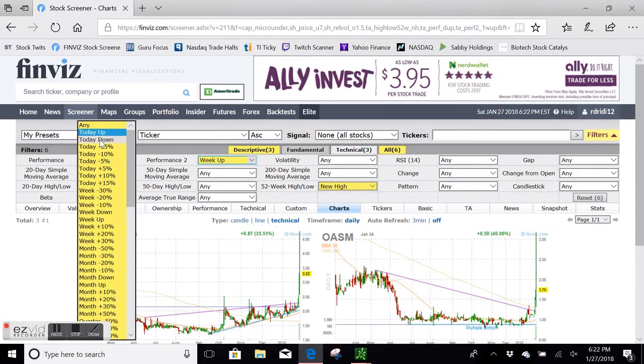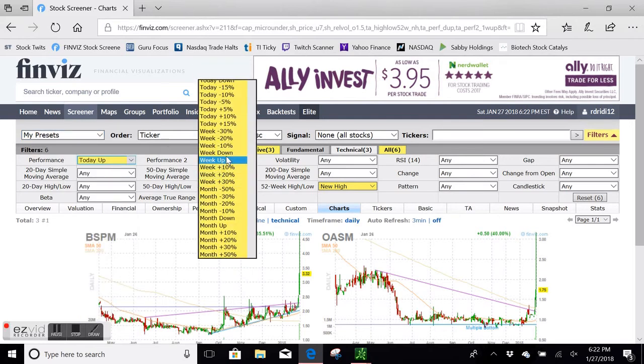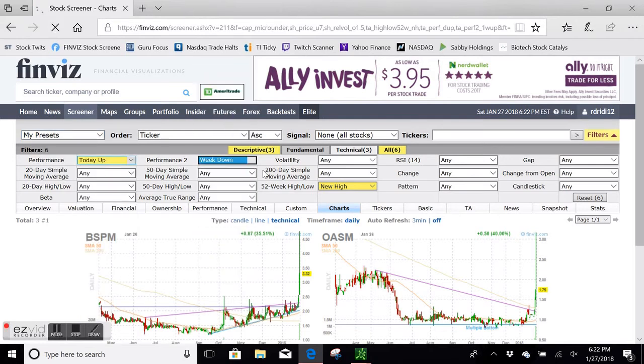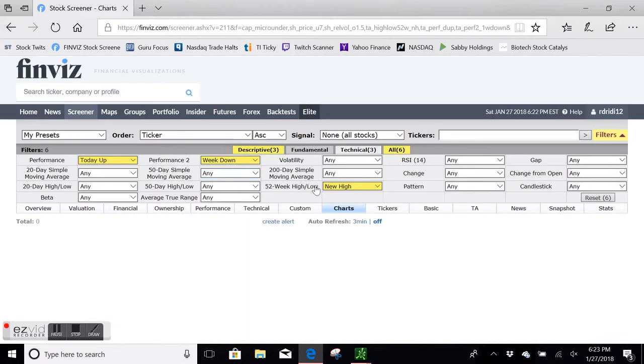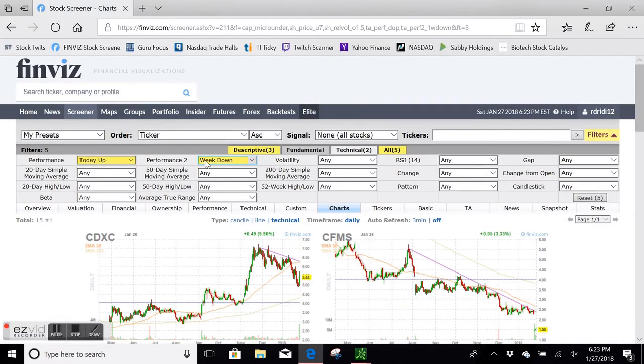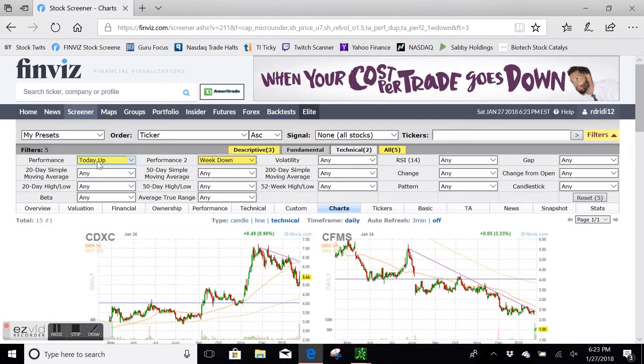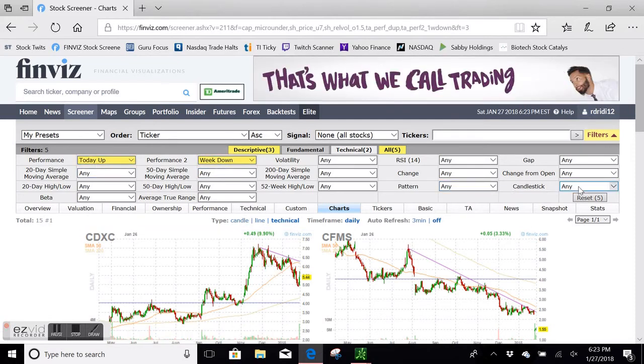see if there's anything interesting that I like. So let's say another one, let's say you're looking for something that's up today. Let's say it's down on the week. So maybe you're looking for something that's sort of making a hammer type formation. So the week is down on the weekly, so it's a low. Today is up though, the last day of the week.